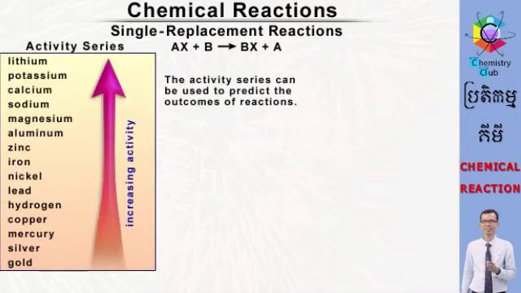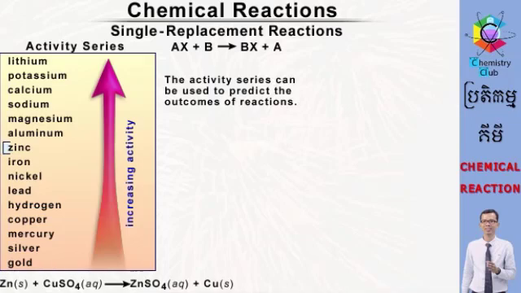The activity series can be used to predict the outcomes of reactions. For example, in the reaction demonstrated earlier, the displacement of copper and the formation of zinc sulfate could have been predicted, because zinc is higher on the chart than copper, and thus you know it is more reactive.